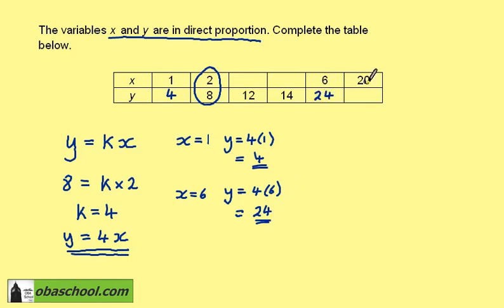And if x is equal to 20, then y is equal to 4 times 20, which is 80.